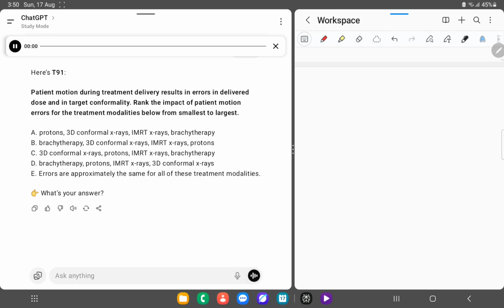Here's T91. Patient motion during treatment delivery results in errors in delivered dose and in target conformality. Rank the impact of patient motion errors for the treatment modalities below from smallest to largest. A. Protons, 3D conformal X-rays, IMRT X-rays, brachytherapy. B. Brachytherapy, 3D conformal X-rays, IMRT X-rays, protons. C. 3D conformal X-rays, protons, IMRT X-rays, brachytherapy. D. Brachytherapy, protons, IMRT X-rays, 3D conformal X-rays. E. Errors are approximately the same for all of these treatment modalities.